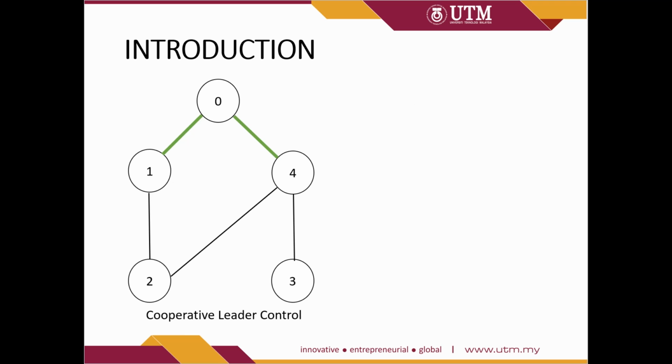This is an example of a cooperative leader control, where it is represented by the green line, or just a solid line between the leader, which is marked by the number 0, and agents 1 and 4. Agents 1 and 4 will receive information from the leader, and the leader can receive information from the agents itself.